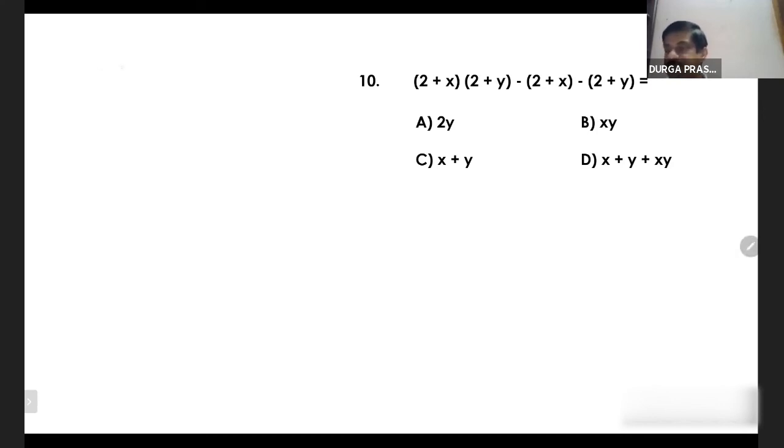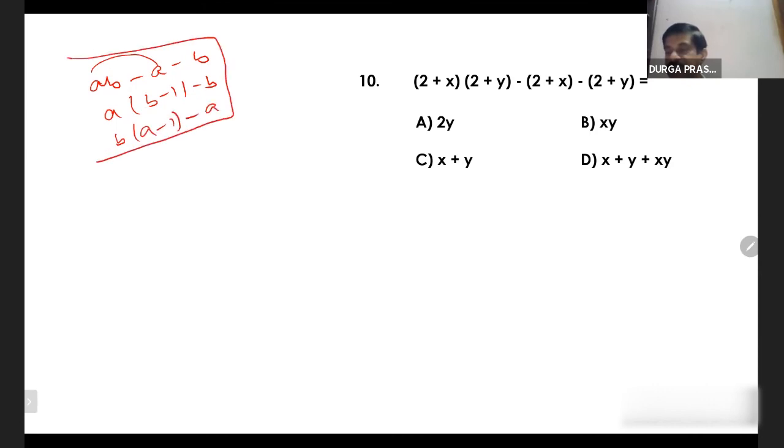It is like this. AB minus A minus B. You can take A as common, you'll get A(B minus 1) minus B, or otherwise take B common, you'll get B(A minus 1) minus A. But whatever it is, for such a simple problem, trying to think of so many complicated things is not advisable. So let us go for direct expansion.